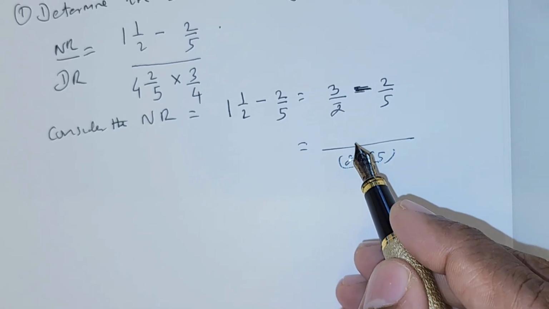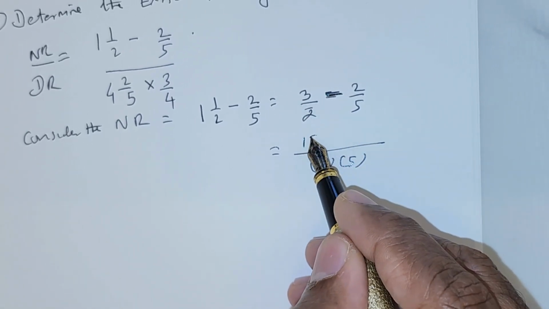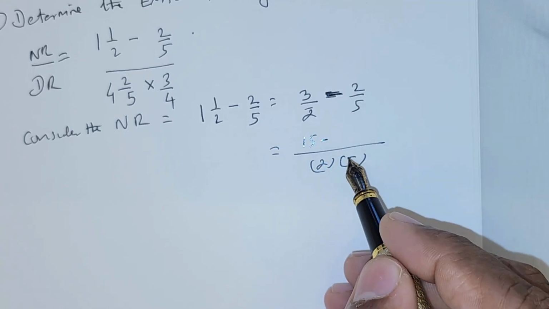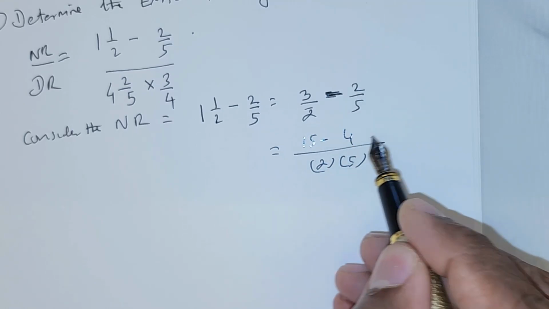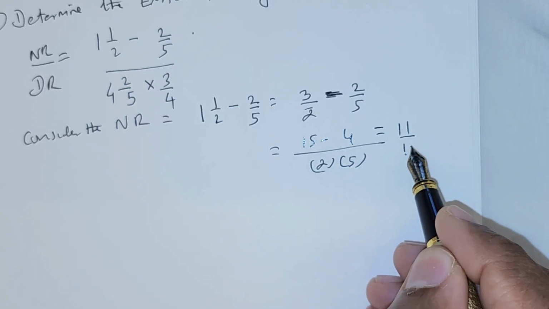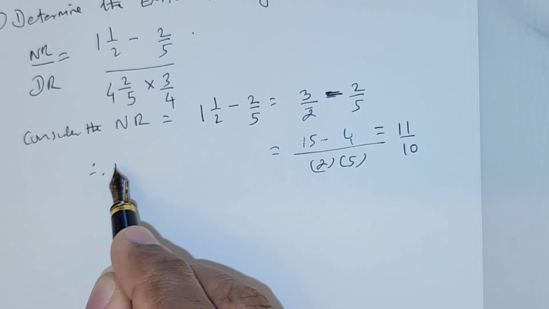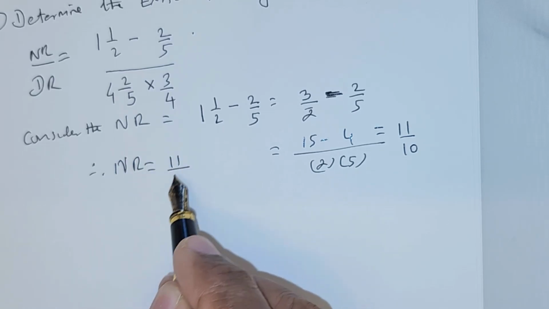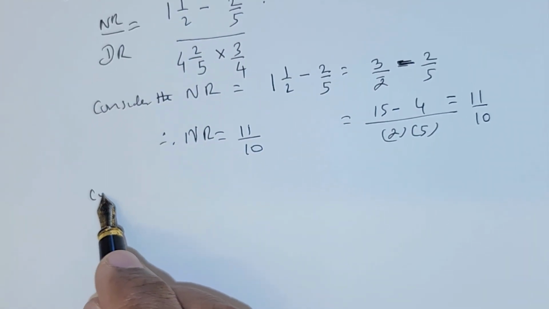So 2 and 2 get cancelled here, so you get 5. 5 times 3 is 15, followed by the negative sign. 5 and 5 get cancelled, you have 2. 2 times 2 is 4. So from 15 you take away 4, you get 11 over 10. So therefore the numerator is 11 over 10.